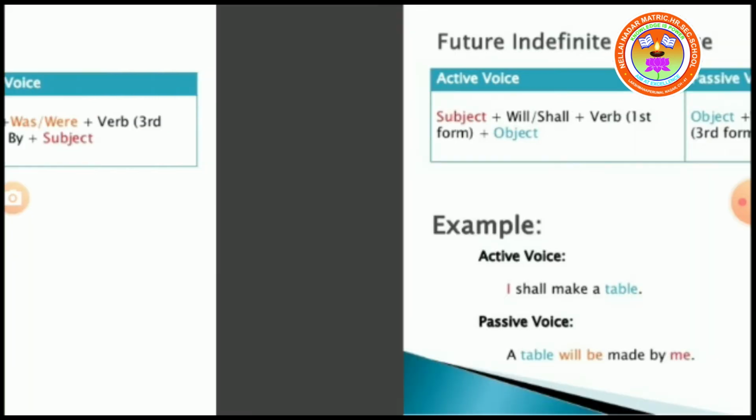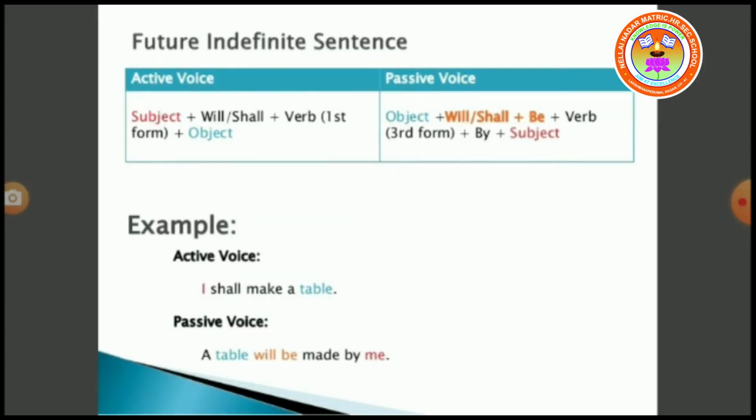Next, simple future. Active voice structure: subject plus will or shall plus V1 form plus object. Example, I shall make a table. And passive voice structure: object plus will or shall plus be plus third form of verb plus by plus subject.